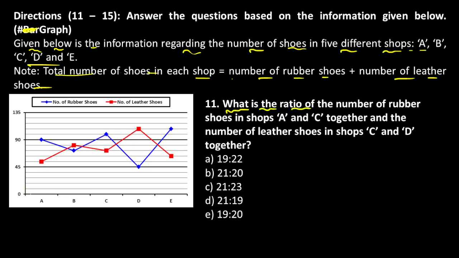What is the ratio of number of rubber shoes in shop A and C together and number of leather shoes in C and D? In A and C, I need rubber shoes. Rubber means the blue color line. A and C. 99. Very good. Sorry, 90 and 99. Next.